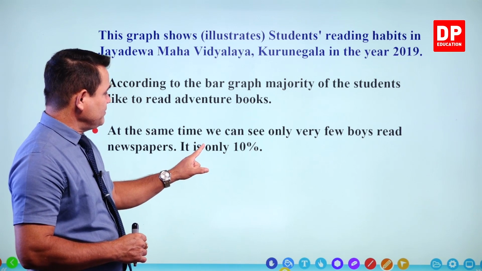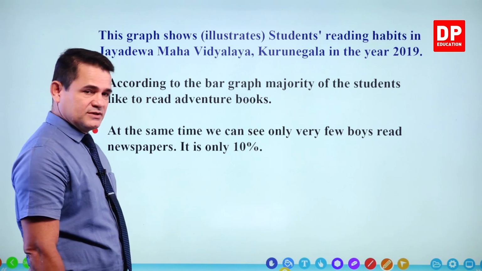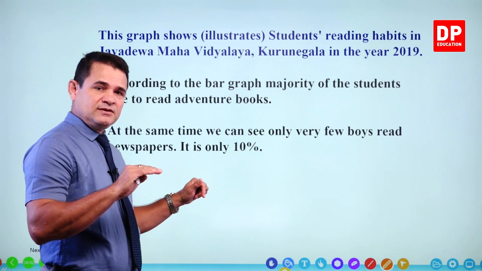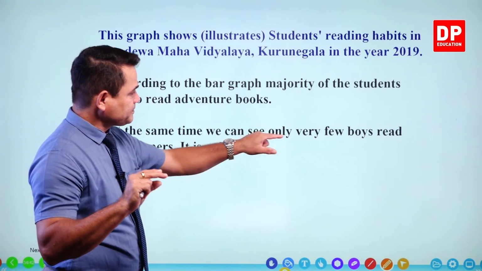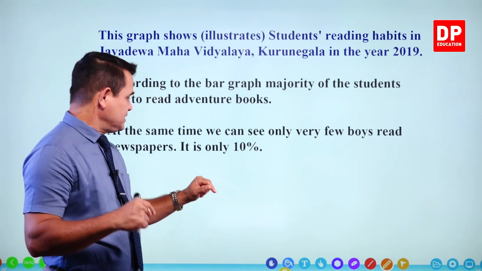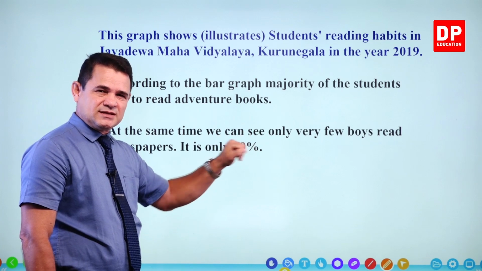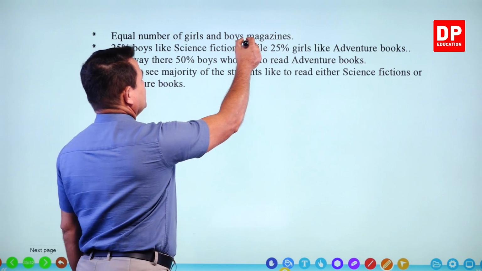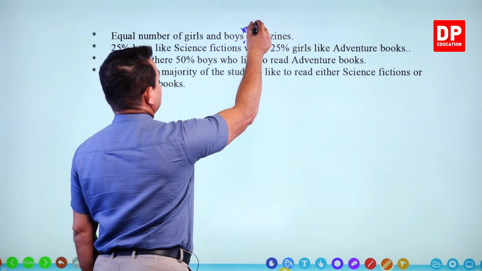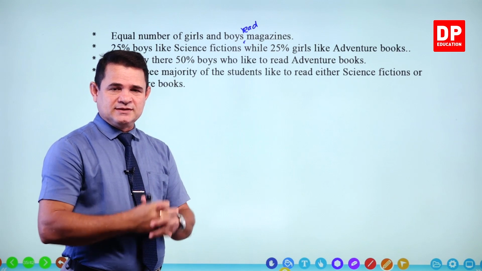At the same time, we can see only very few boys read newspapers. ඒකම we can see අපිට පේනවා only very few boys බොහොම සුළු ප්‍රමාණයක් read newspapers පුවත්පත් කියවනවා. It's only 10%. ඒ වගේ සංඛ්‍යාත්මකව දක්වලා ලියන්න පුළුවන්. These are just some examples. Equal number of girls and boys read magazines. Equal number of සමාන සංඛ්‍යාවක් magazines කියවනවා.